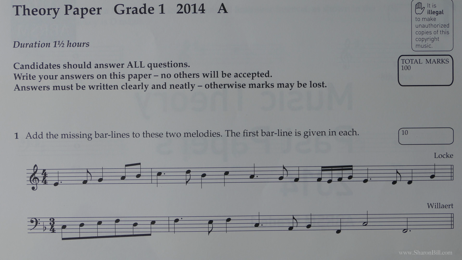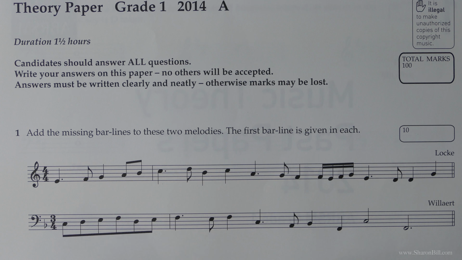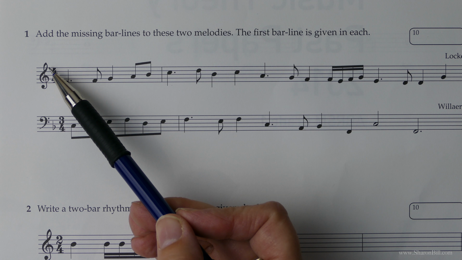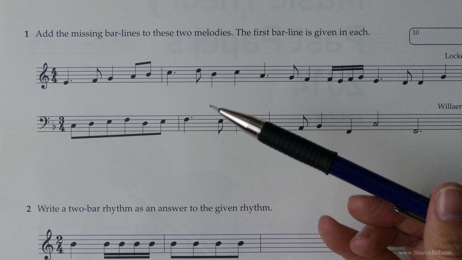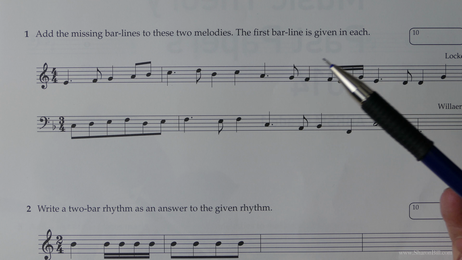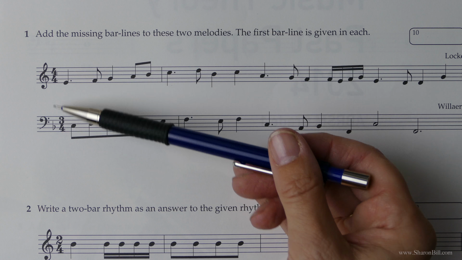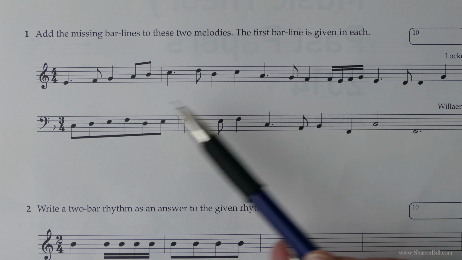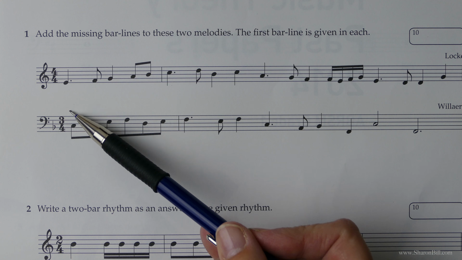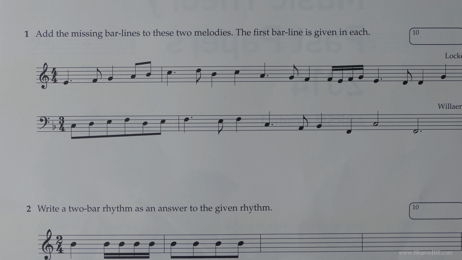So let's have a look at grade 1 2014 paper A. This was sat in the first exam session of 2014. I'm hoping you've had a look at these and now we'll look at them together. So question 1 asks us to add the missing bar lines to these two melodies. The first bar line is given in each, so they've started us off. There's two melodies, so there's two different time signatures, so just be careful there. It's not just a continuation of the first, it's two separate melodies.